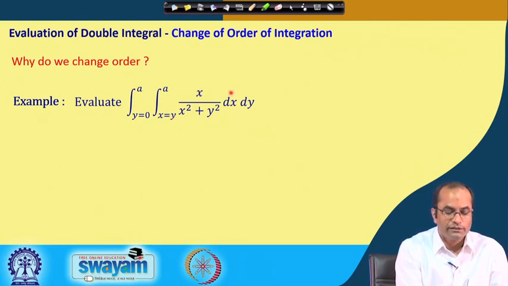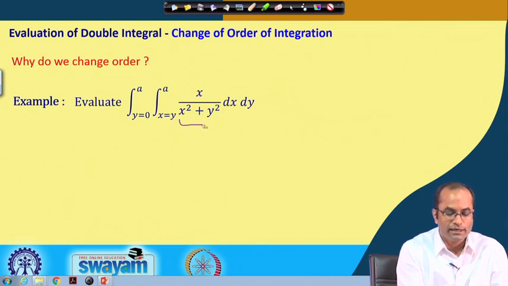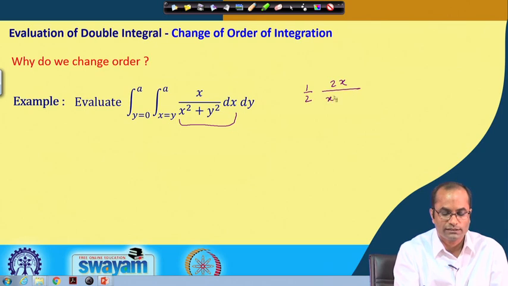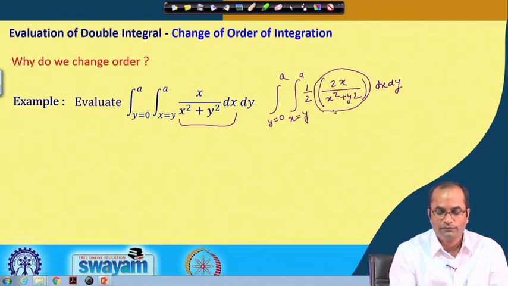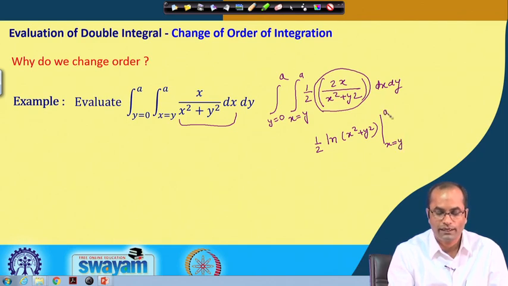The question is, if we integrate here with respect to x first in the given order, then what will happen? We should consider here 1 by 2 in front, and then we have 2x over x squared plus y squared. This is our integrand, and then we have the integral with respect to x from y to a and with respect to y from 0 to a, with dx dy. With respect to x, this will be the logarithmic function. So, we will have the ln of x squared plus y squared, with the half, and then we have to also put the limits for x from y to a, and then the outer one 0 to a, and we will have dy.